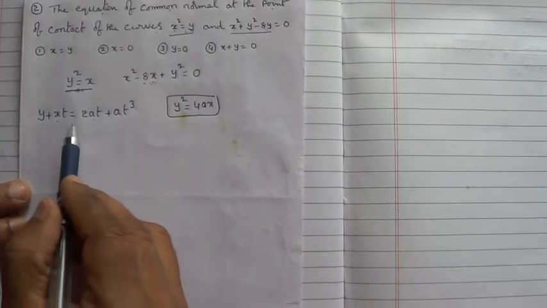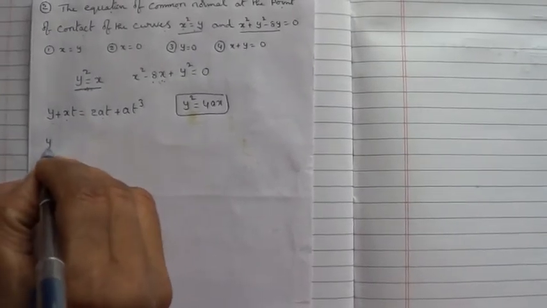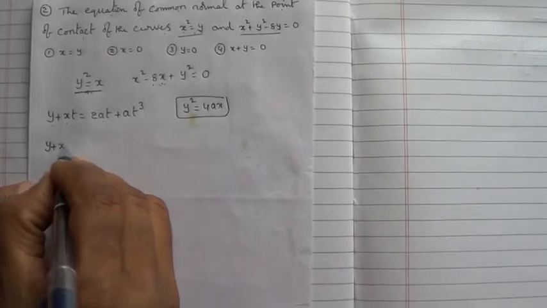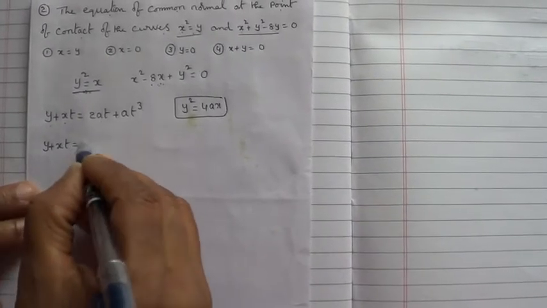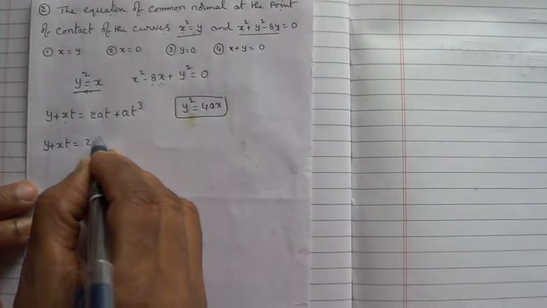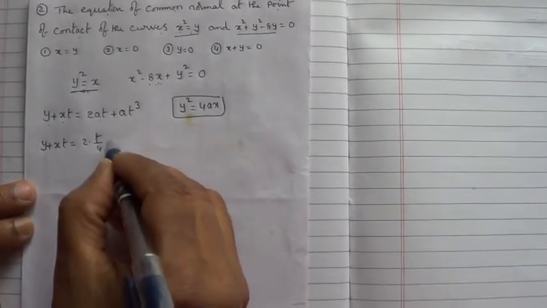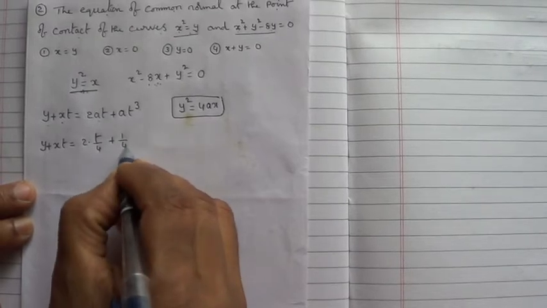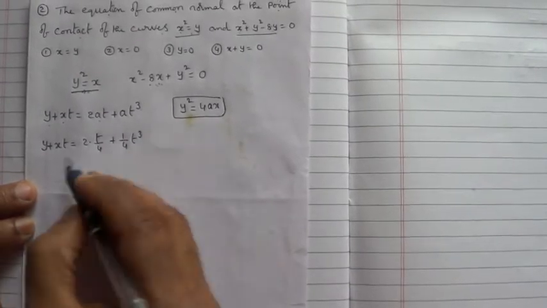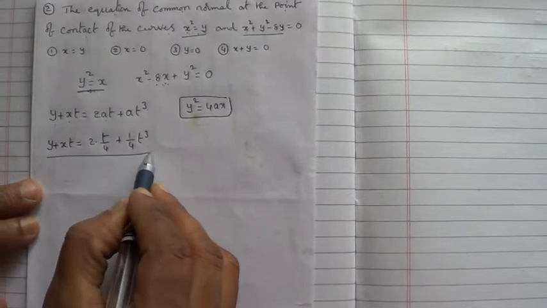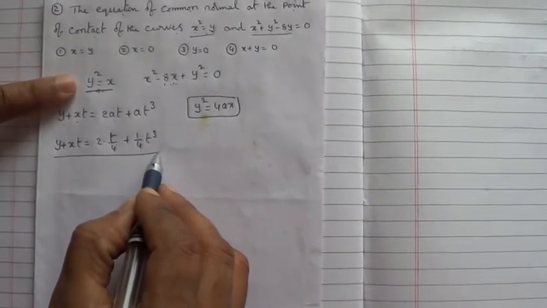Now what is a value here? A value is equals to 1 by 4. That's why the equation of normal to that parabola is y plus xt is equals to 2 into t by 4, because a is equal to 1 by 4, plus 1 by 4 into t cube. This is the normal equation to this parabola.